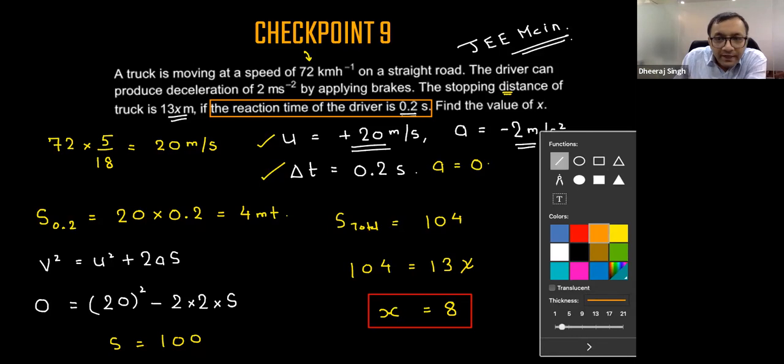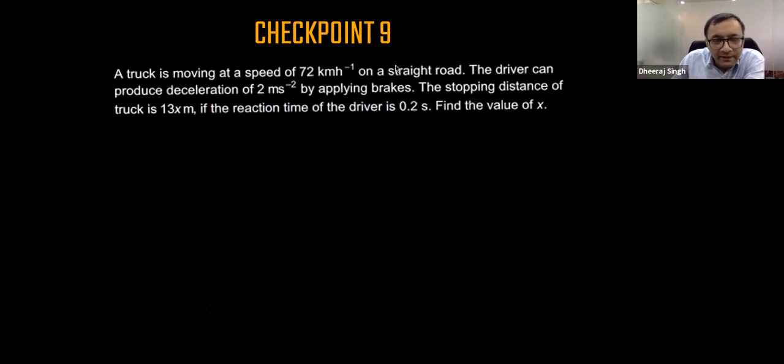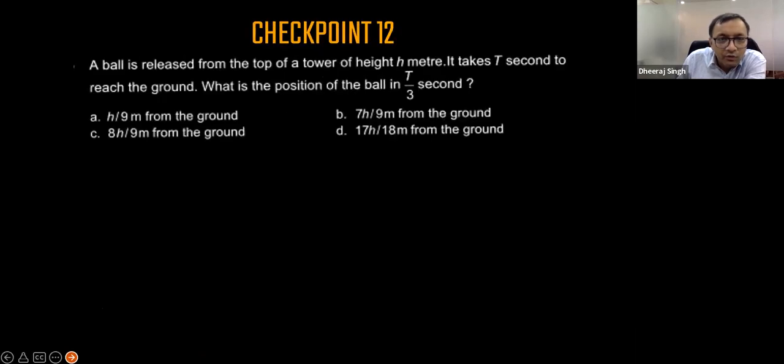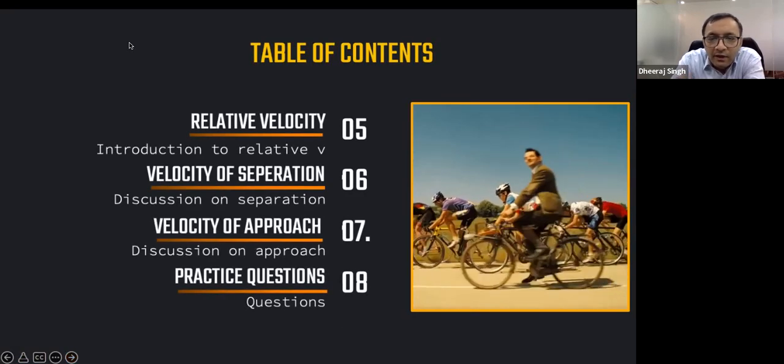So should we continue doing numericals or should we do something new? We can come back to the numericals later also, right? So let us go to something new. I have just too many questions prepared for you, but we will do something new. Write down relative velocity.